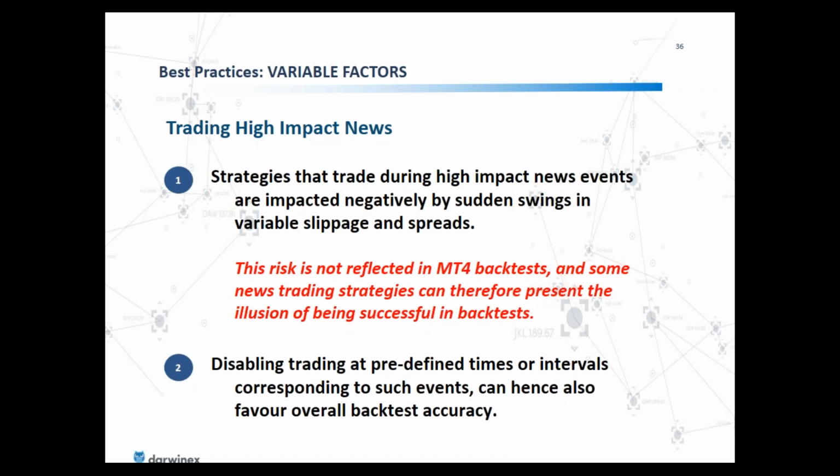What you can't model at the present time in MT4's strategy tester is variable slippage and variable spread, the two things that come full force during a high impact news event. So if those can't be modeled appropriately, a backtest that models a news trading strategy is prone to those additional risks, and it is possibly not representative of how that strategy would behave in a real high impact news situation where you have variable slippage, variable spreads, and a host of other factors. Disabling trading, therefore, at predefined times or intervals corresponding to news events can favor overall improvement in backtest accuracy. So these are things to consider.